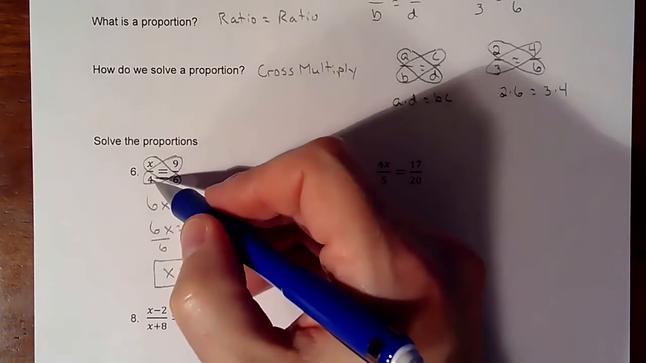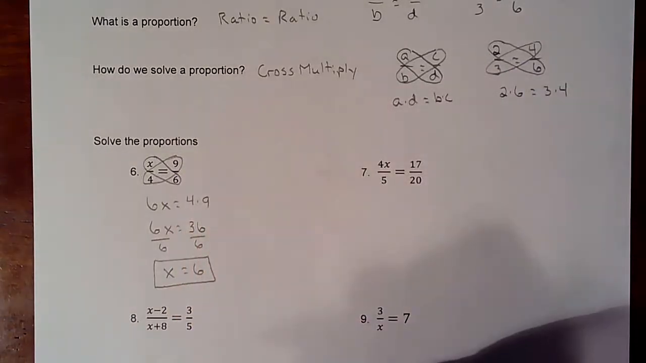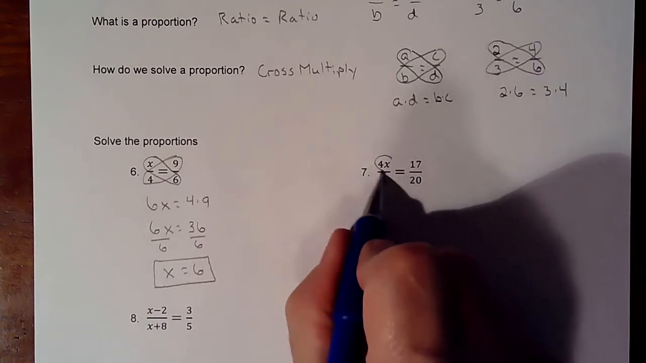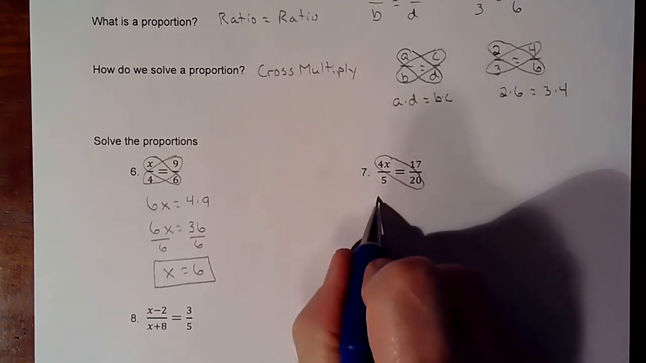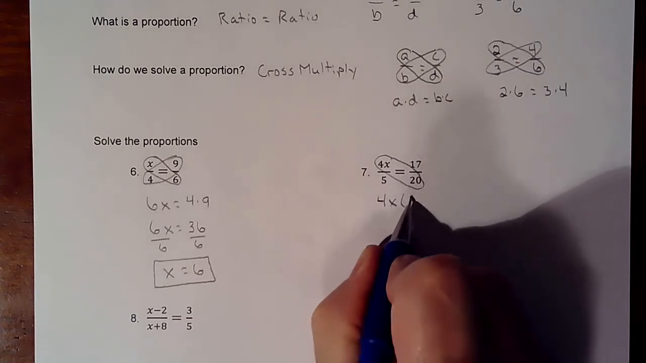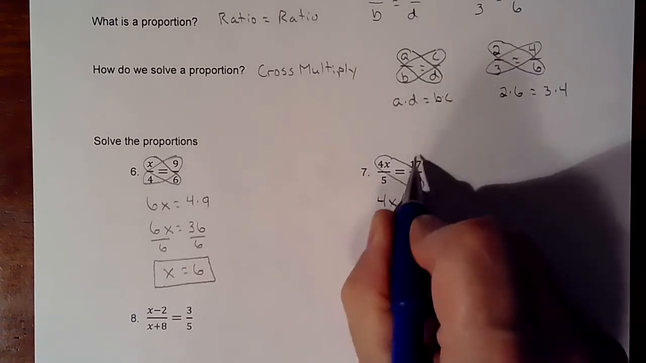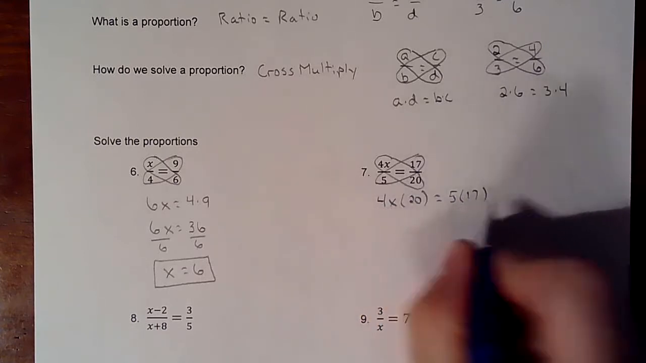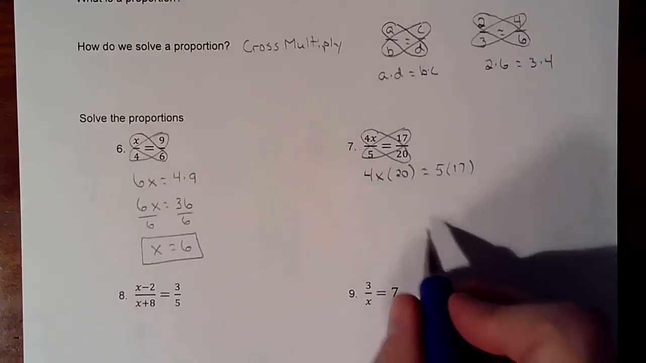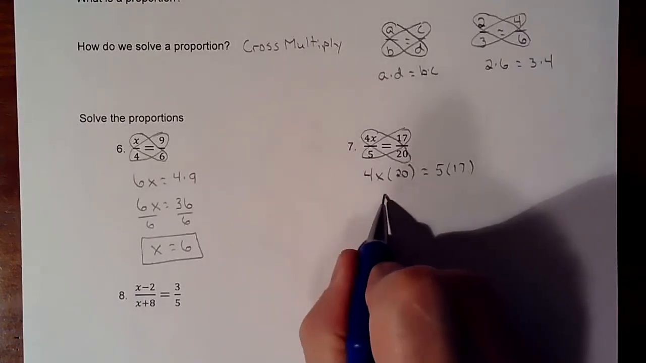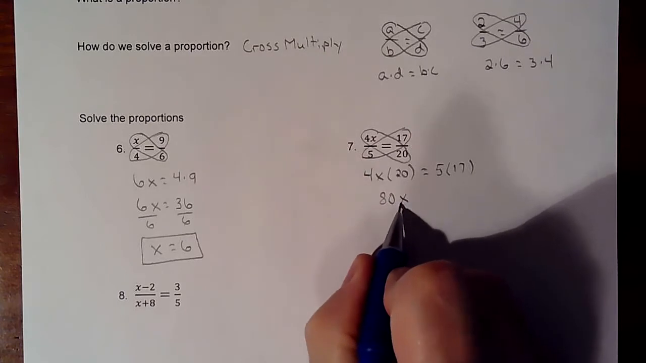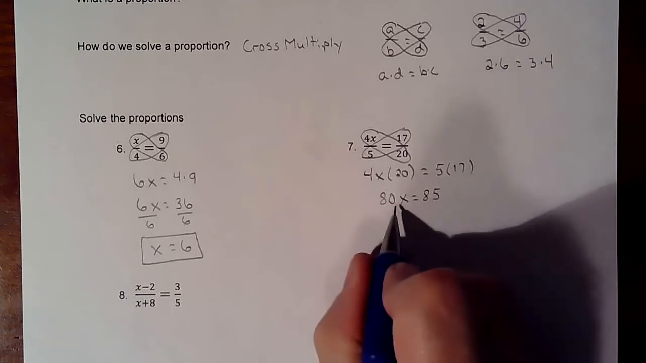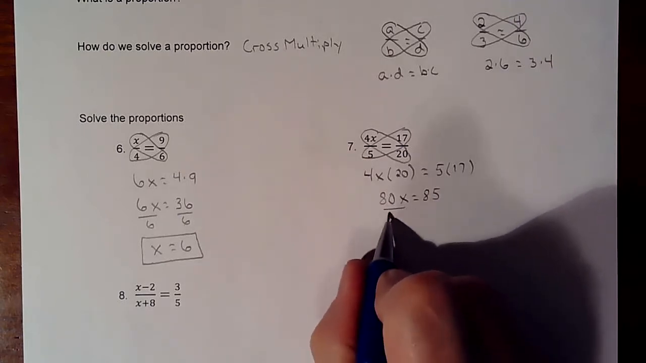So 6/4 would be equal to 9/6. Okay, and then same thing here. I'm going to take the cross product with the variable first. So I'd have 4x times 20 would equal 5 times 17. All right, so there are my cross products that are equal to each other. 4x times 20 is 80x, equaling 5 times 17, which is 85. And then we're going to get x by itself by dividing by 80.